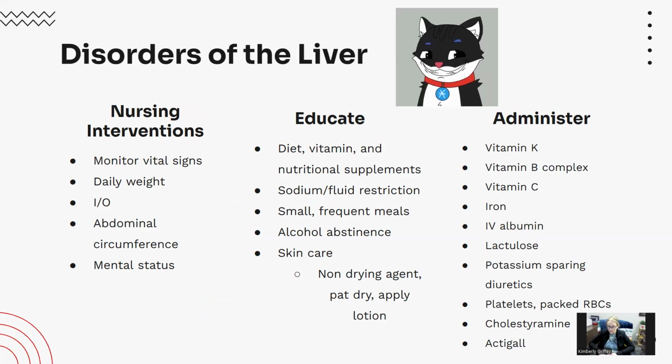So they need to eliminate alcohol, any type of hepatotoxins, and environmental exposures. So we want to monitor their vital signs. We also want to do daily weights because they will have edema. Monitor strict I&O, their abdominal circumference, and their mental status.